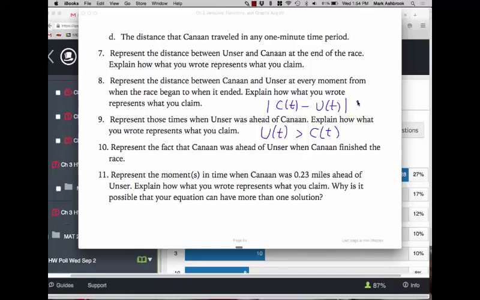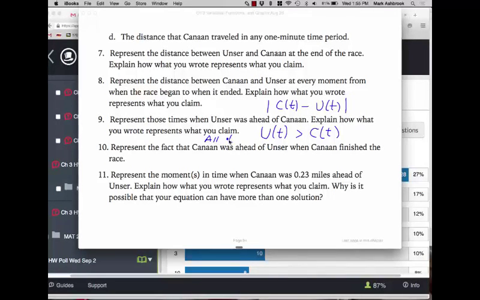But Unser wouldn't necessarily have to always be ahead, because nobody said that they agreed that both of them were going constant speed the entire race. Correct? Okay, so what was your question? It's just like the statement in 9. I don't know, just the way I'm looking at it. It just looks like Unser's always ahead, like the value of his distance is always greater. So is there some way to account for that?